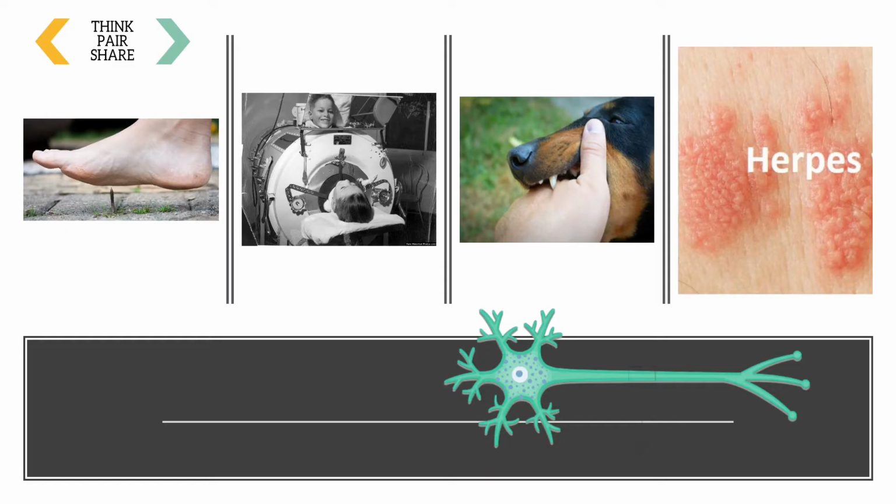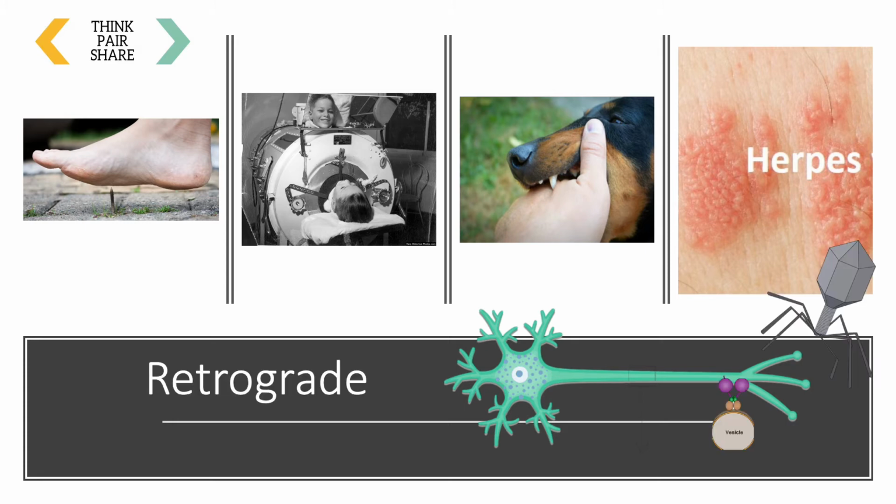Okay, a quick think pair share. What do tetanus, poliovirus, rabies virus, and herpes all have in common? Okay, this is perhaps a bit unfair because it's likely you may not know, but you probably know it relates somewhat to axonal transport. So what they all have in common is they all enter at the synaptic knob and are carried to the soma by fast axonal retrograde transport.